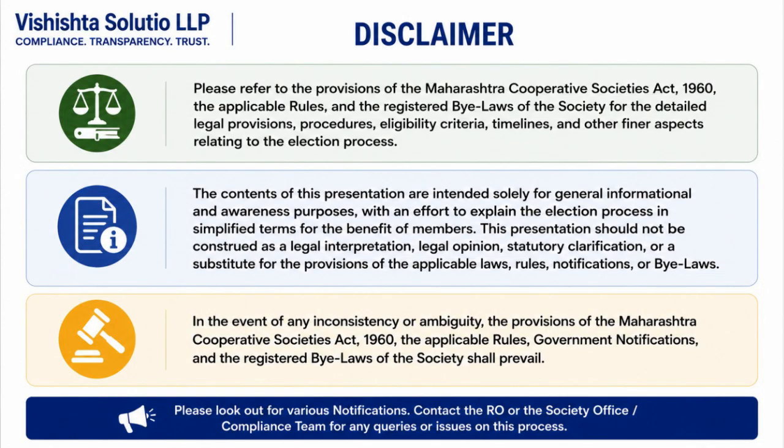This presentation is meant to give you a general overview of the election process in cooperative societies, but it doesn't replace the detailed legal provisions found in the Maharashtra Co-operative Societies Act, the relevant rules, or your society's registered bylaws. For any specific procedures, eligibility criteria, or timelines, you should always refer to those official documents. Also, keep in mind that if there's any conflict or confusion between what's shared here and the actual legal provisions, the law and the bylaws take precedence.